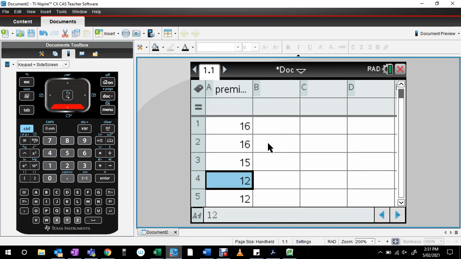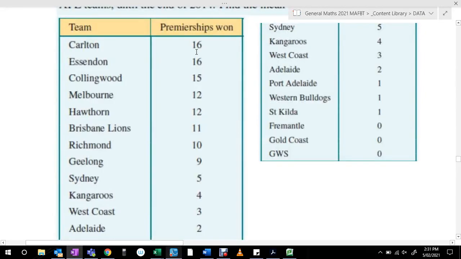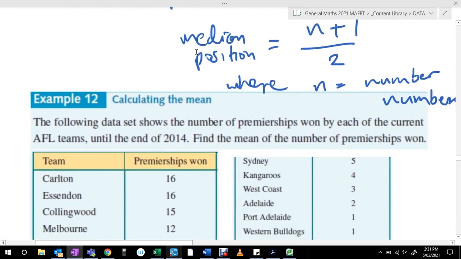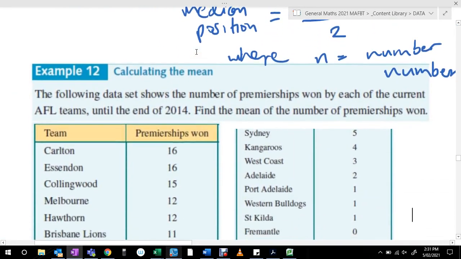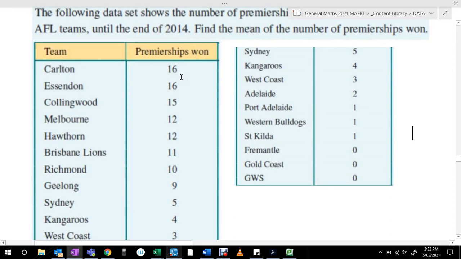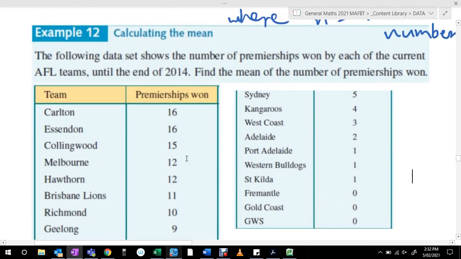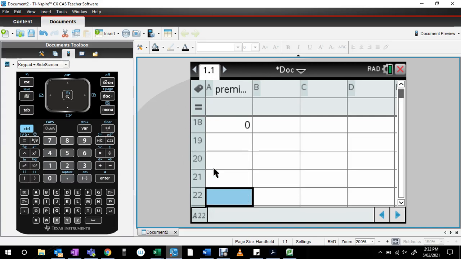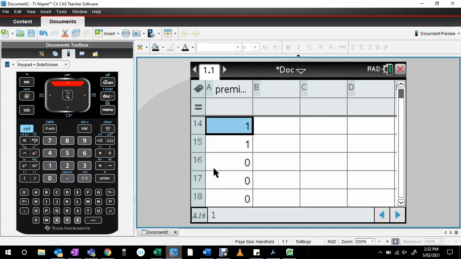Now, you can actually do this by hand if you wanted to. Add them all up, and then put it in your calculator, but that's going to take a long time. You go 16 plus 16 plus 15 plus 12 plus 12 plus 11. Add them all up, and you divide it by the number of premierships, which is 18. Okay, you can add them all up, but you can actually do this on your calculator really quickly.